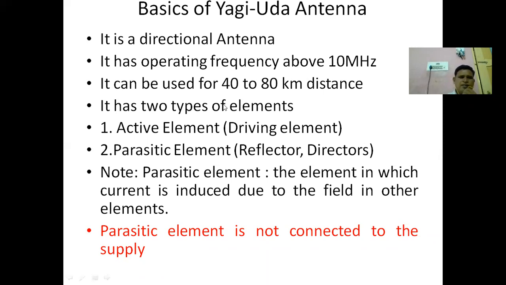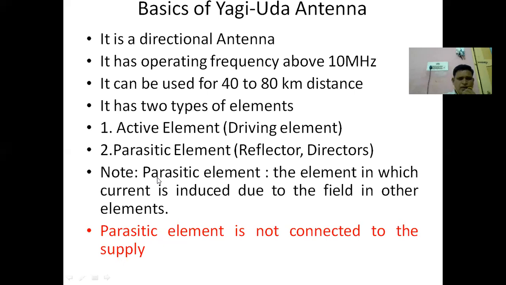It has an operating frequency above 10 megahertz. That's why we call it VHF and UHF ranges. We can use this antenna. It can be used for 40 to 80 kilometers distance. The range of this antenna is around 40 to 80 kilometers. In some cases it is up to 100 kilometers also. You can use this type of antenna.